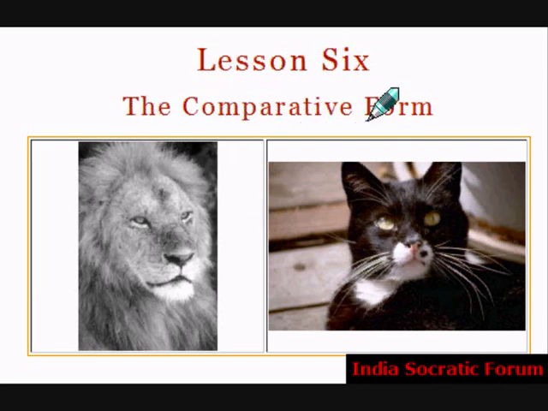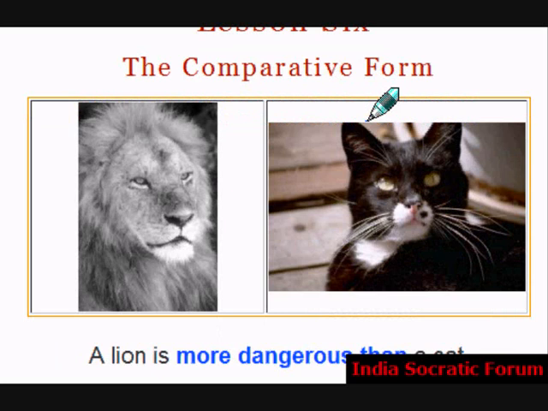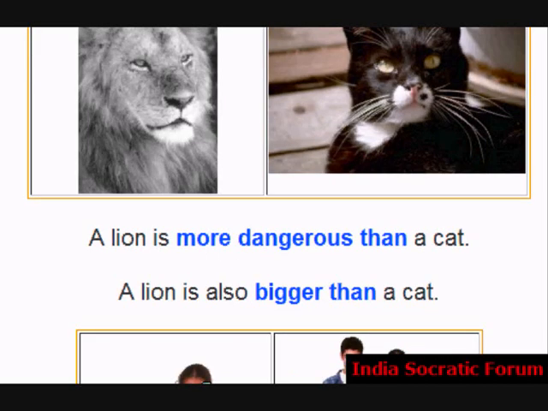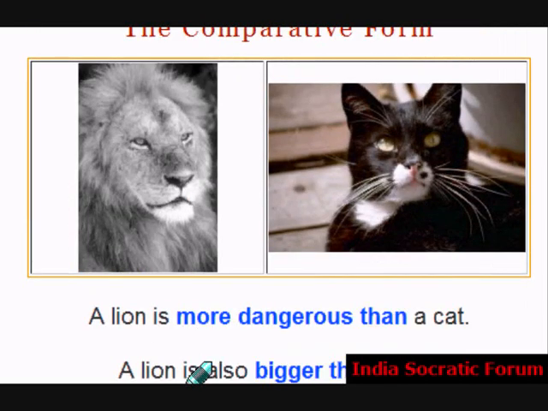The comparative form. The comparative form for adjectives helps to compare two different things. For example, a lion is more dangerous than a cat. So, this is the way we compare one with another. In other words, if you want to compare the size, a lion is also bigger than a cat.